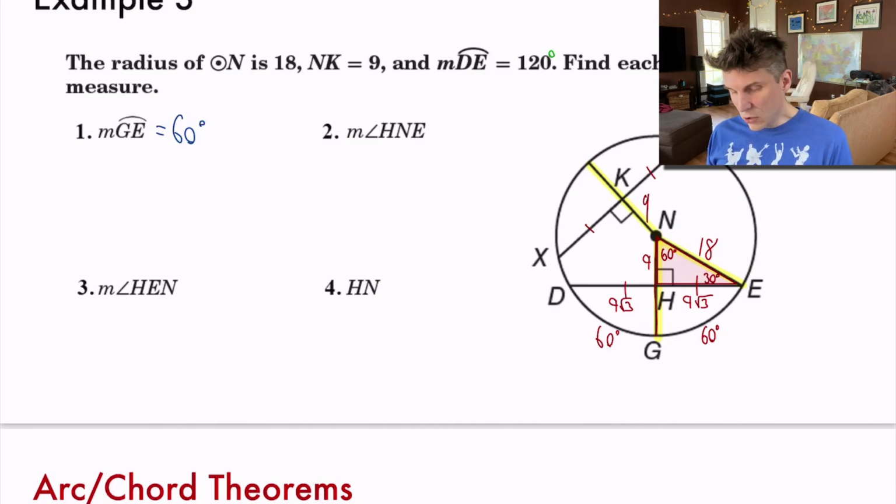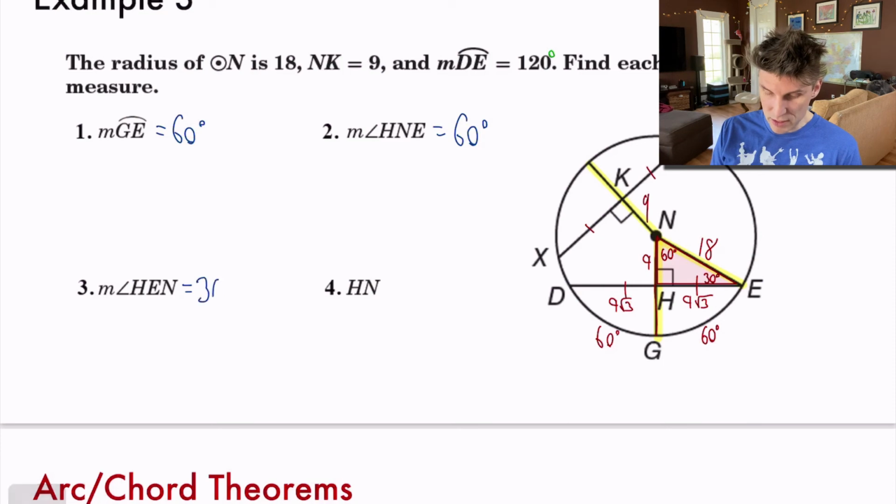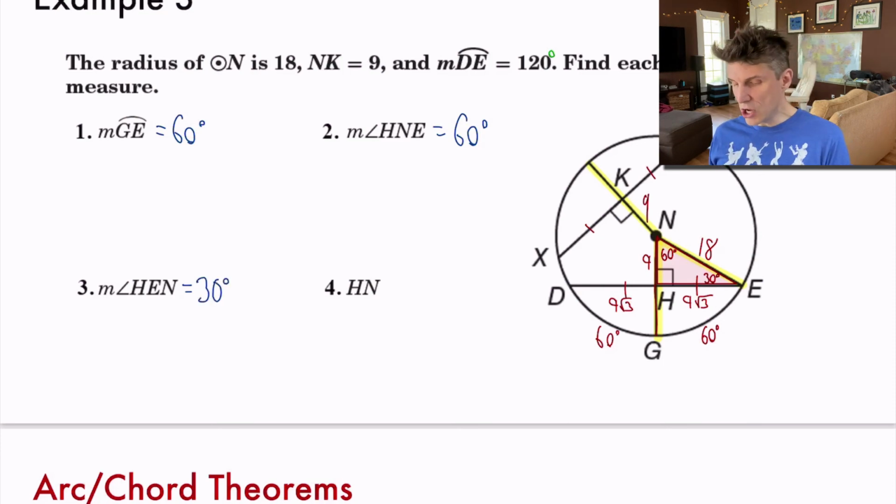What's the measure of angle HNE? Also 60 degrees. It's kind of a guiding question here. Angle HEN, 30 degrees. Yeah, they're really trying to lead us towards that 30, 60, 90 scenario. And then HN, HN is just 9. So yeah, we actually went above and beyond on this one.